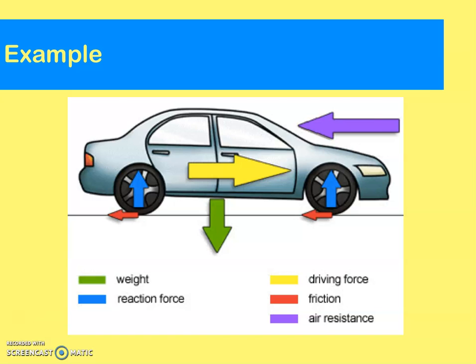Our second force is the blue arrows, which are reaction force. This is a force which the ground is pushing up against the car. We have three more forces. So the first one was non-contact and the second one was contact. The ground touches the wheels of the car. If we look at the final three, take a second to decide if you think they are contact or non-contact forces.